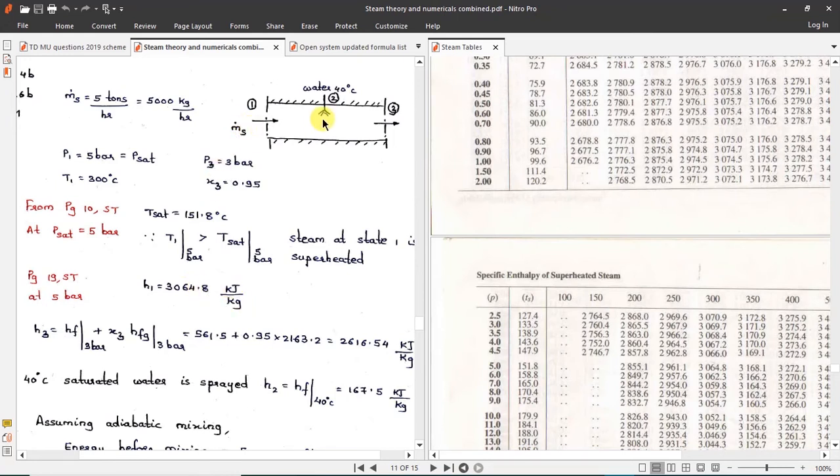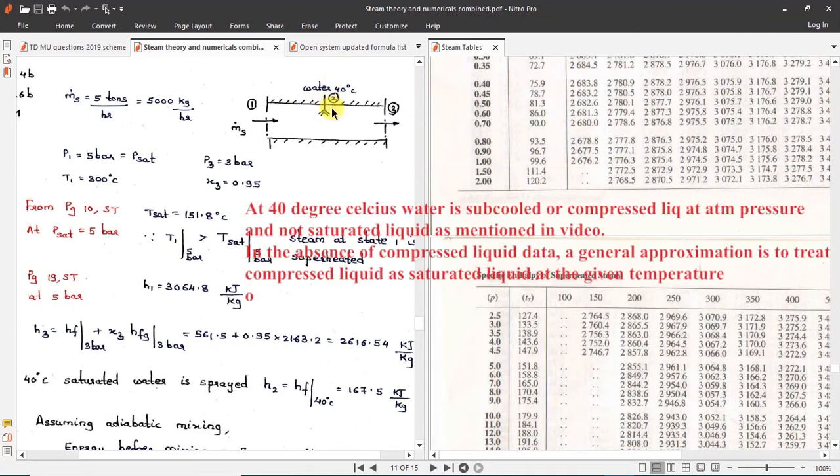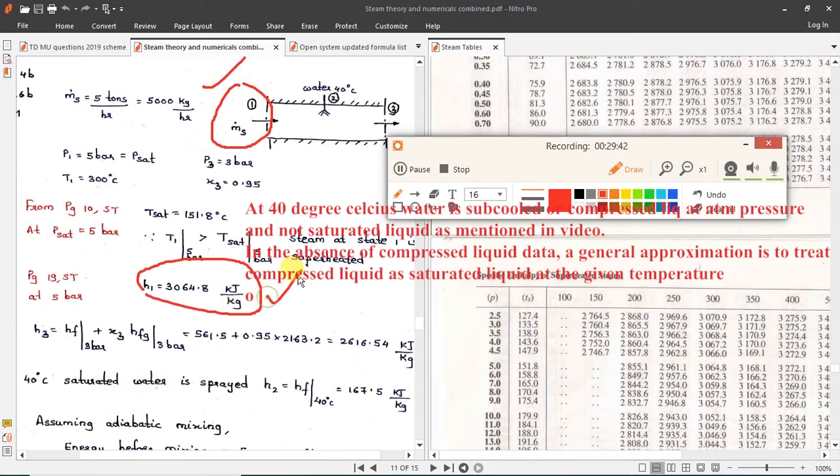Now here we can assume that whatever water is being sprayed, it is at atmospheric pressure, and this is saturated liquid that we can consider. And for that, how to calculate enthalpy? Now we will see for point number 2, which is water. So what will be H2? It will be HF at 40.